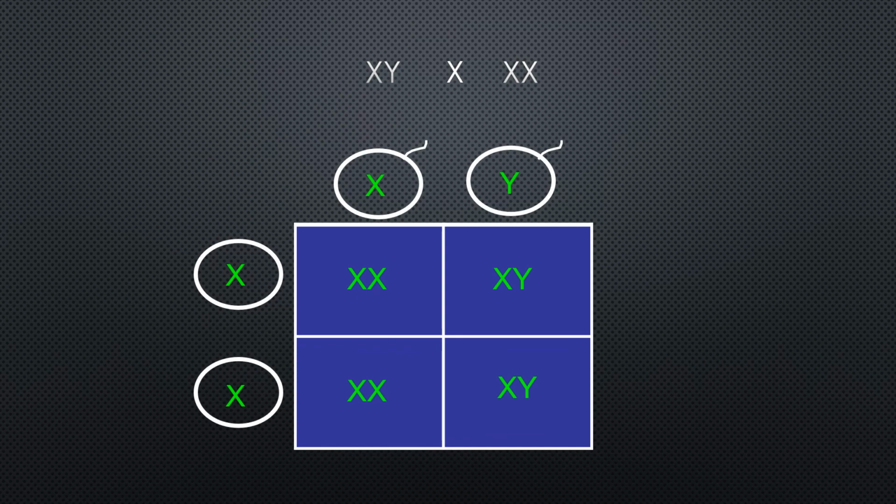But for now, let's just say we cross, like we normally do, our X and Y and our X and X. So in this, then, we would have the possibility of girls right here, two of those, and then two possible combinations for males. So this is where we get our 50-50 or 1-to-1 ratio of male versus female offspring.